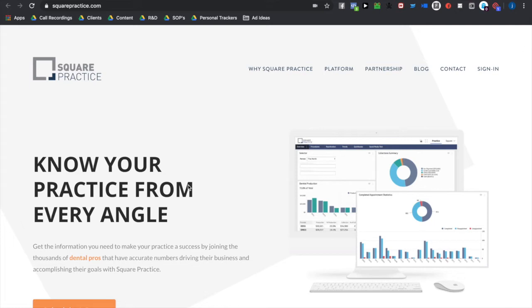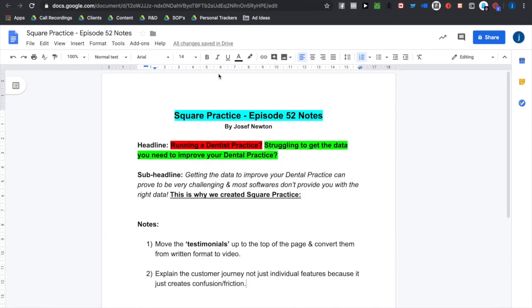The reason why I personally don't think this type of headline is that effective is because it's quite generic and high level. If I'm a dentist practice owner, reading know your practice from every angle, what problem is it really solving? An example of a headline you could use would be something along the lines of: running a dentist practice? Struggling to get the data you need to improve your dental practice?